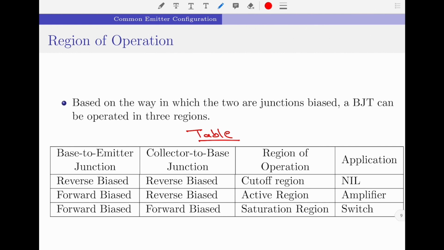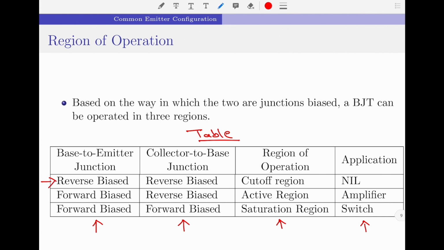In this table, the leftmost column represents the state of the base to emitter junction. The second column from the left represents the state of the collector to base junction. The third column from the left represents the region of operation, and the last column represents the application for the corresponding region of operation. As previously discussed, the output characteristic curves of a BJT have three different regions of operation, and the region of operation depends upon the state of the base to emitter junction and the collector to base junction. Let us consider the second row as shown here.